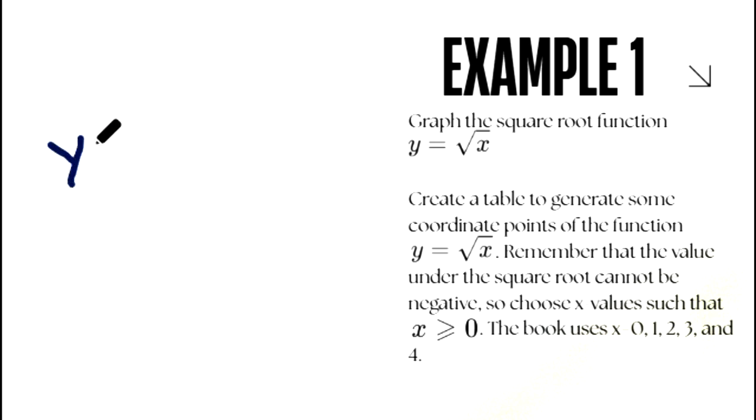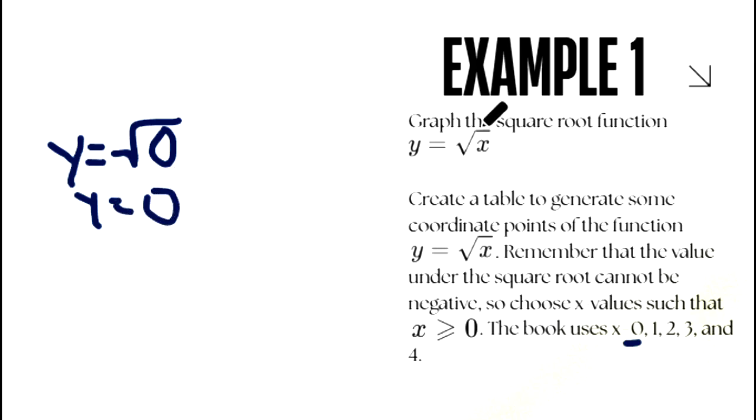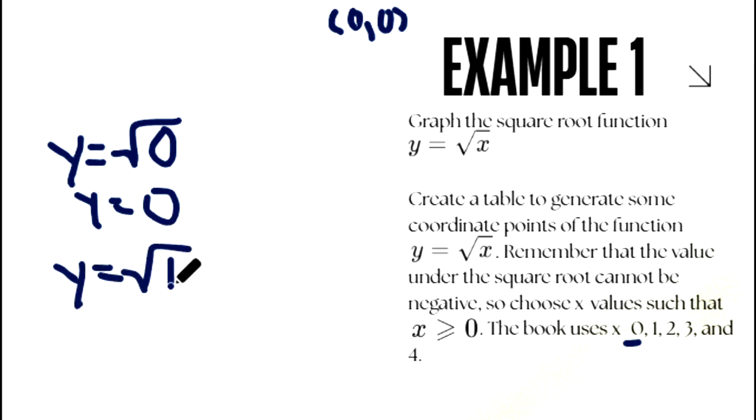So if we have y equals the square root of 0, because that's our first x value, the square root of 0 is still 0, so y is going to be 0 in that case, and we're looking for coordinate points. So our first one, when x equals 0, then y is also 0. When x equals 1, we have y equal to the square root of 1. The square root of 1 is still 1, so y is 1. So when x equals 1, y equals 1, okay?